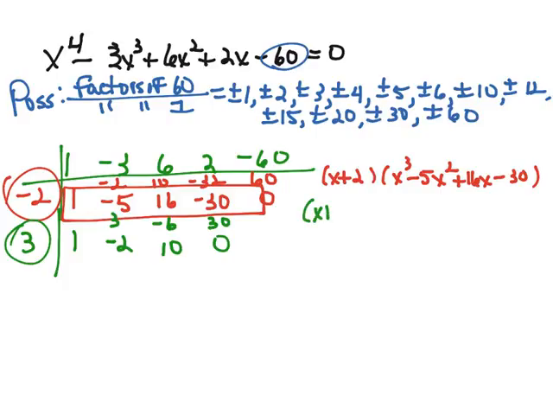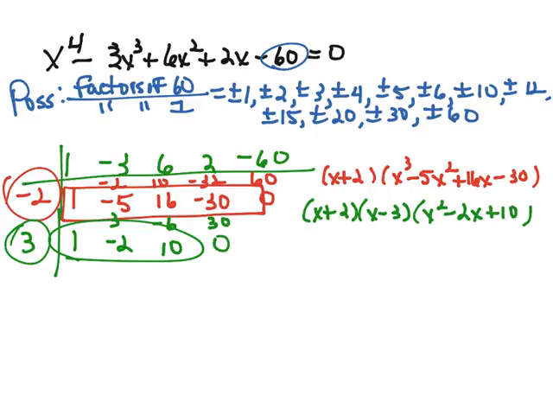So we have x plus 2. We now have x minus 3. And then we have this leftover part, which represents x squared minus 2x plus 10. And that is a quadratic. So to get the rest of the problem, we can either factor that or use the quadratic formula. So our zeros, we're going to have x equals negative 2, x equals 3. And then for this final part, I think it doesn't factor, so we'll have to use the quadratic formula.